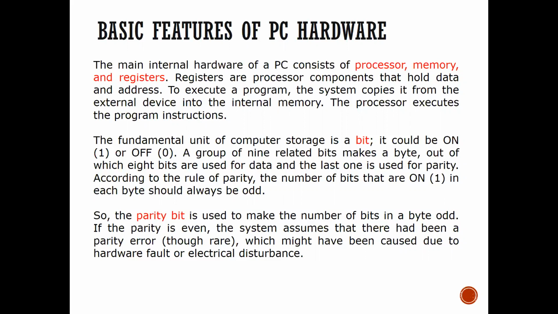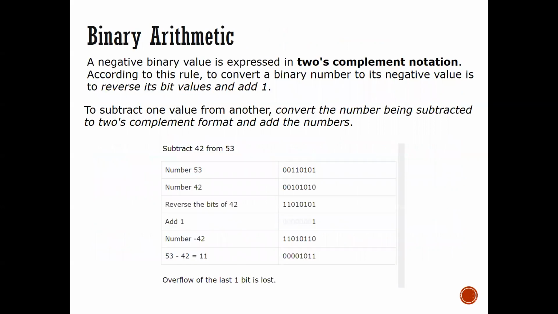If the parity is even, the system assumes that there has been a parity error, which might have been caused by a hardware fault or electric disturbance. Okay, this is an example of binary arithmetic. We have learned how to calculate in binary in chapter 3.